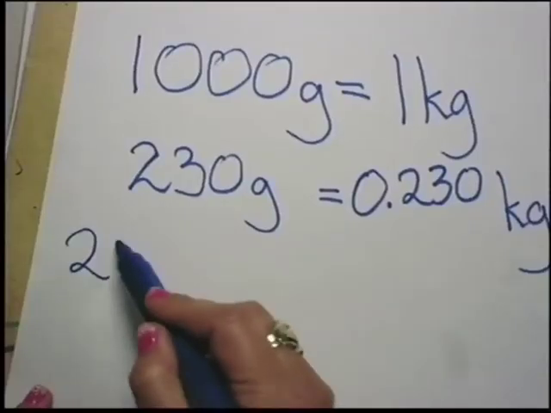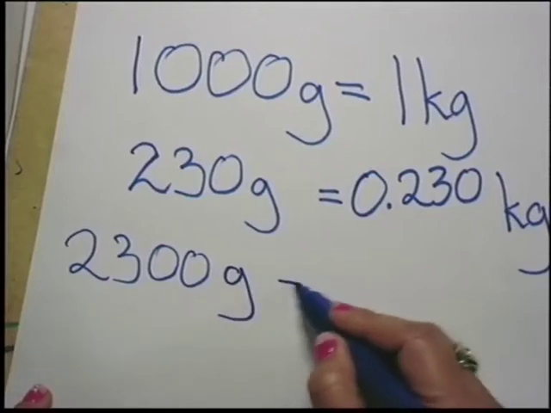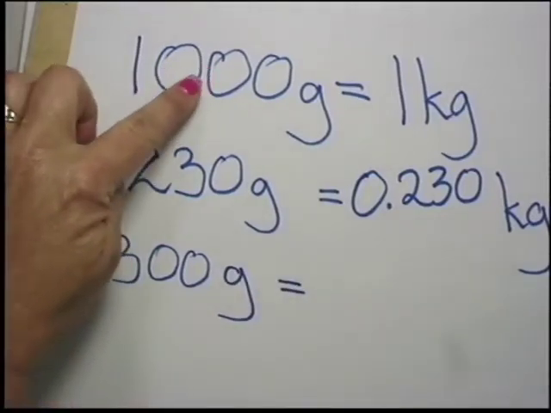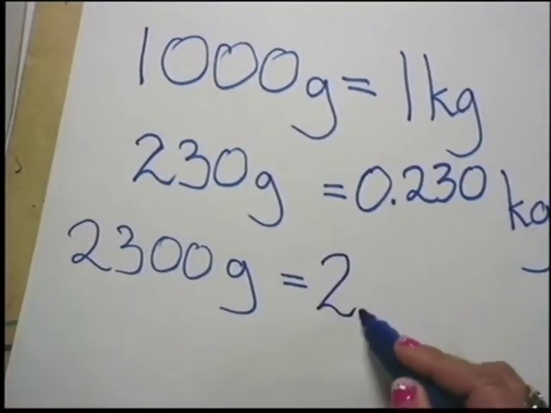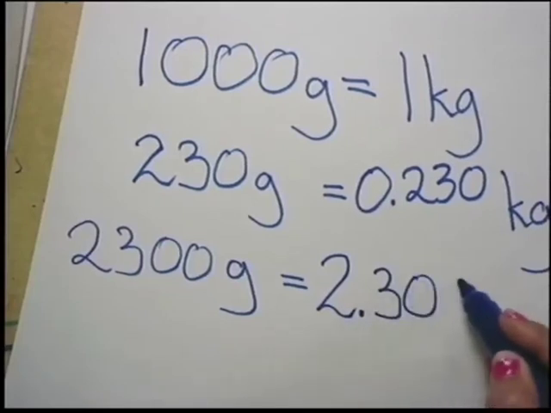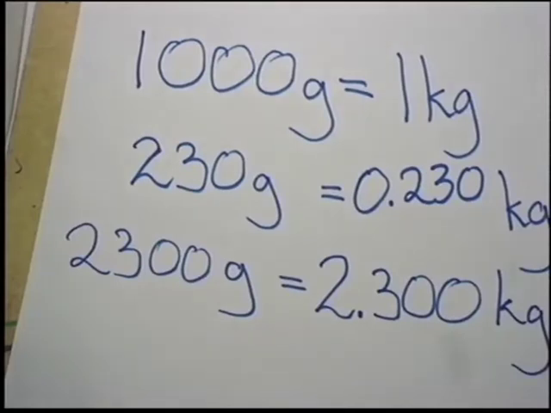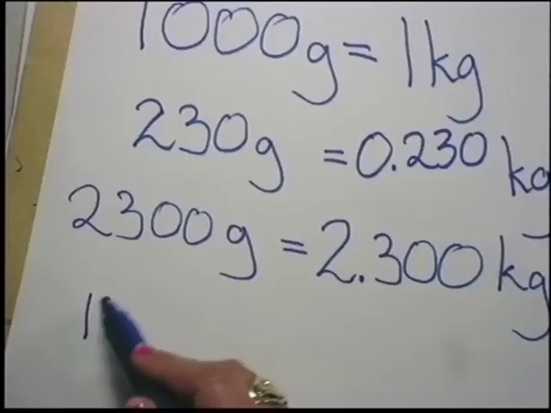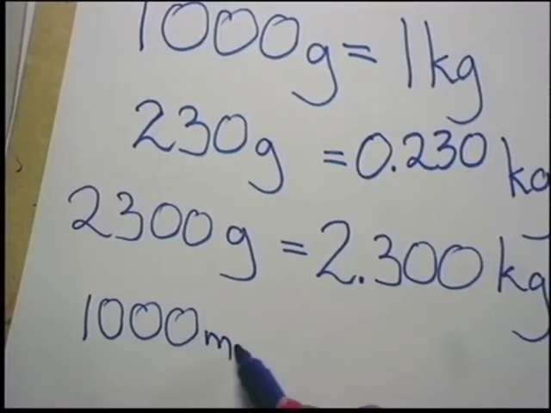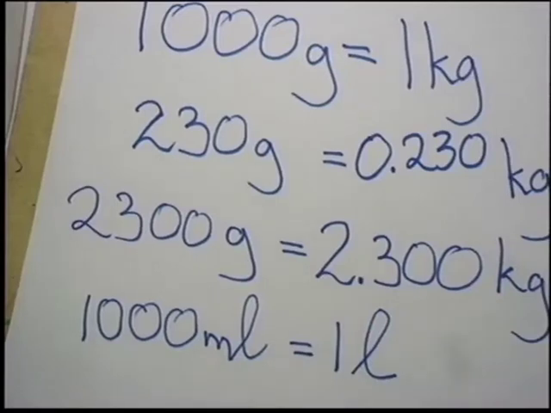Or if I have 2,300 grams to kilograms, 1,000 grams equals 1 kilogram, so 2,300 will be 2.300 kilograms. And the same I do with milliliters, because I know that 1,000 milliliters equals 1 liter. And that is the way I go about conversion.